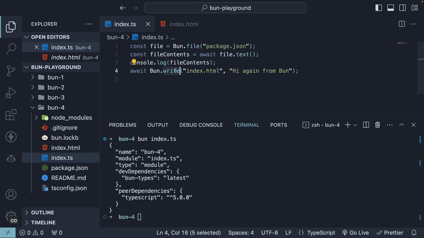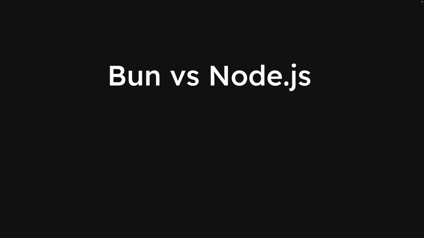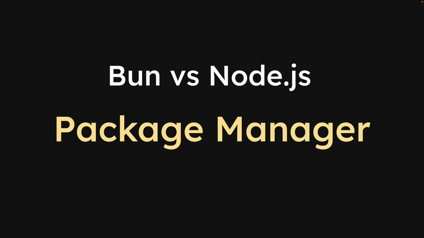With that, we have covered our first topic of comparison, the JavaScript runtime. The next topic of comparison is Bun versus Node.js as a package manager. Bun is an advanced toolkit that includes a powerful package manager. If you have ever found yourself patiently waiting during dependency installations, Bun offers a refreshingly faster alternative.